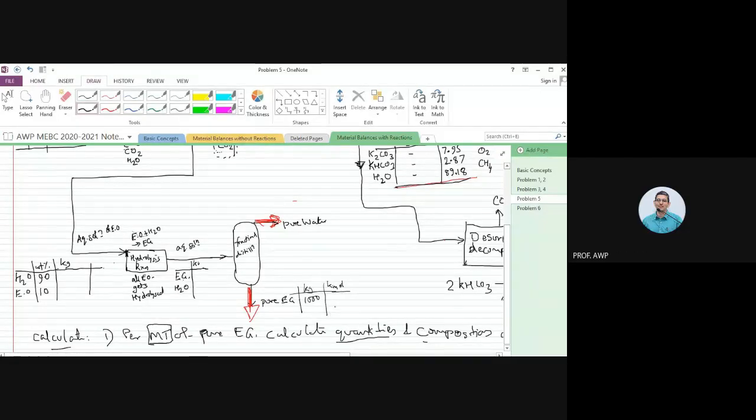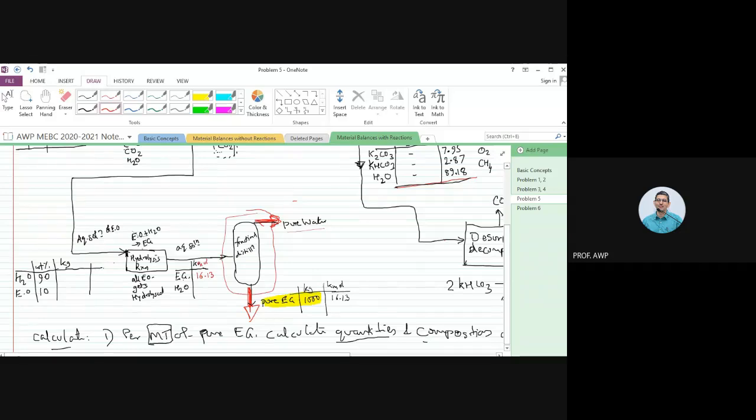So calculate. If I take as basis 1,000 kilograms of the product ethylene glycol, how many kilomoles is that? 16.13. Now, if you take the control volume like this, 16.13 kilomoles are going out of this control volume. There is no ethylene glycol going out from this stream, so all the ethylene glycol must be coming in from here, 16.13 kilomoles.